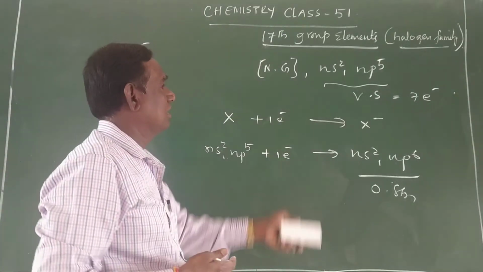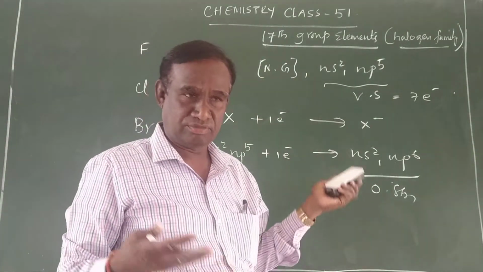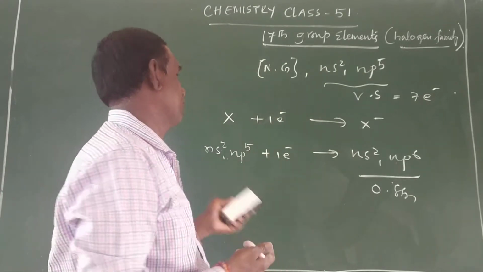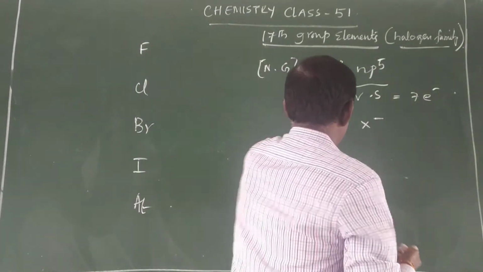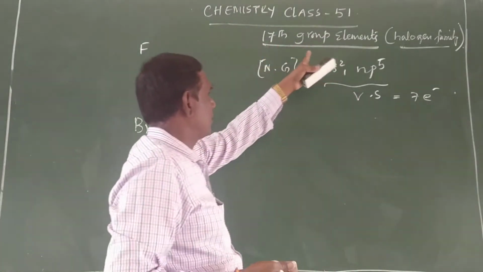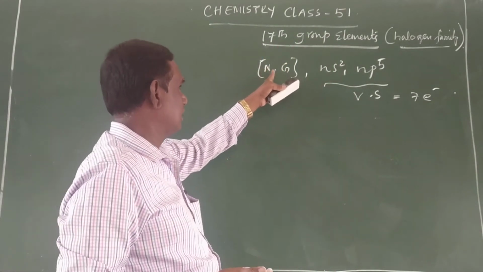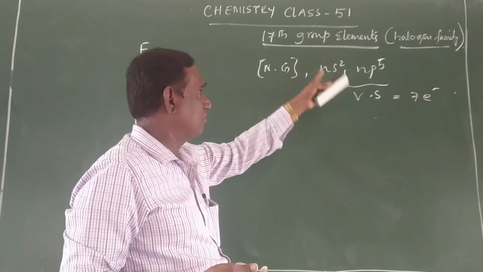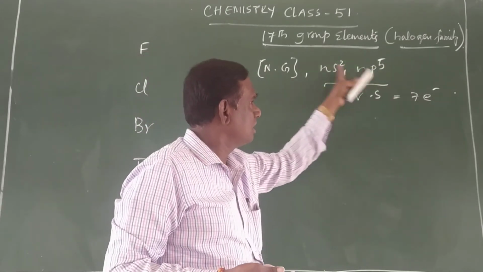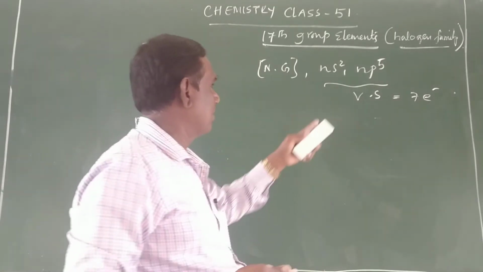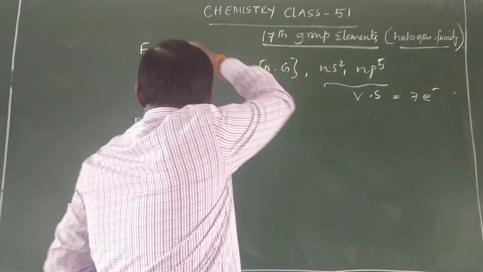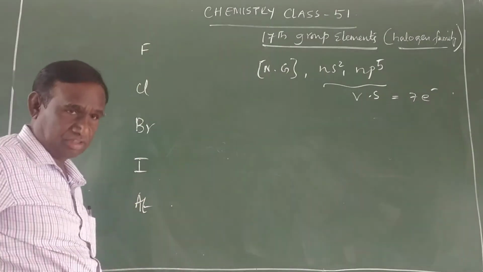That is the general electronic configuration of these elements; after that we will look at the oxidation states. So the 17 group elements have the general formula noble gas ns2 np5. The valence shell of the halogen family contains 7 electrons, and the p orbital contains 5 electrons. Now let me write the electronic configuration for all these elements.